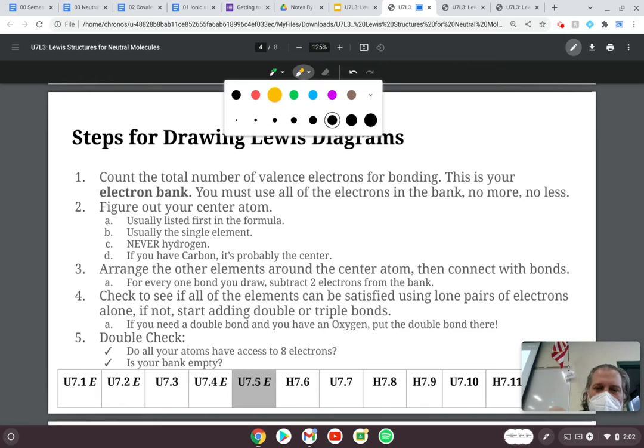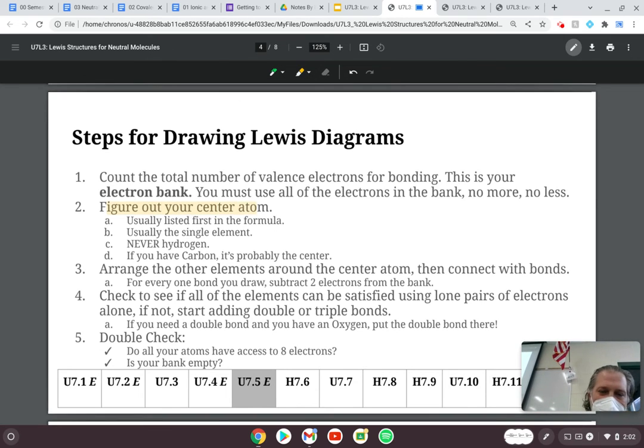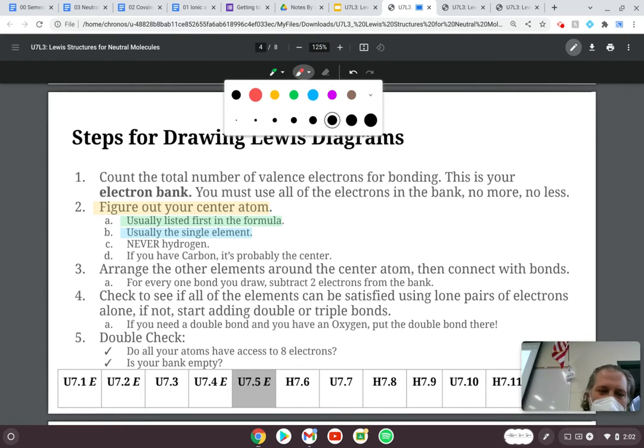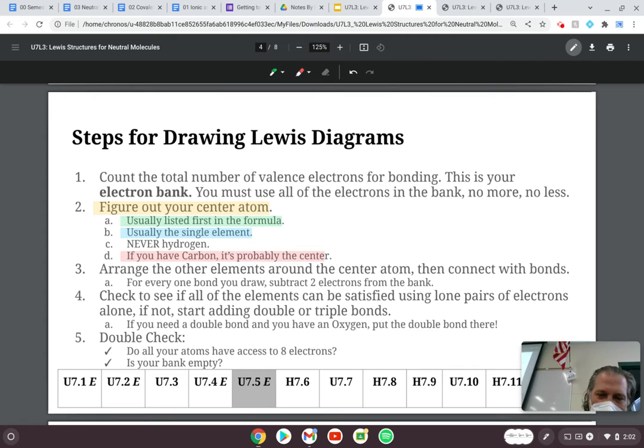Now, the next thing we need to talk about is figuring out our central atom. Now, there's a couple of ways that we can do that, and there's a couple of things to keep in mind. So the central atom is usually the first atom in the chemical formula. Usually the first atom. If it's not the first atom, it could be a single element, like it would have no numbers behind it. One thing it can't be is it will never be hydrogen. Hydrogen will not be the central atom. And chances are, if you have carbon at all, chances are carbon will probably be the central atom.